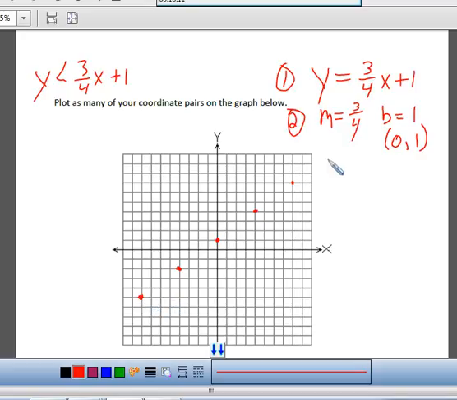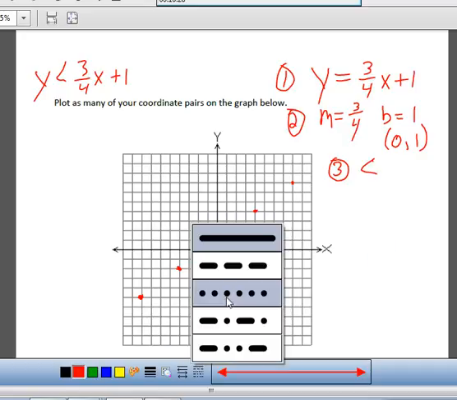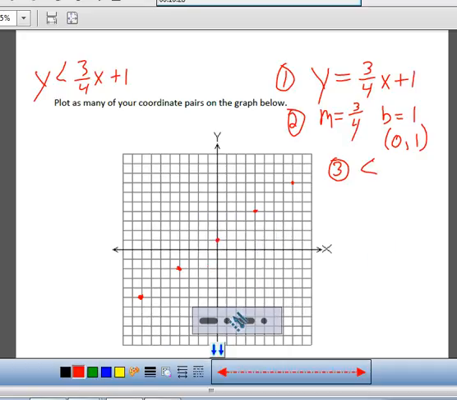Now, step 3, solid or dashed. Notice that my inequality is less than. There's no line under it. So it's not a solid line, it's a dashed line. So I'm going to connect these using a dashed line. Like so. Let me try that again.